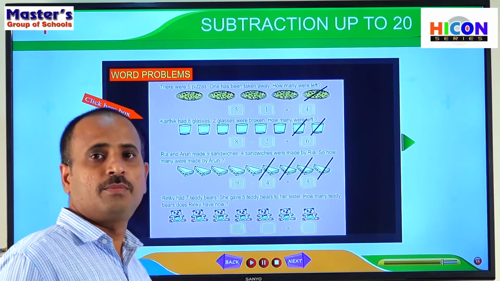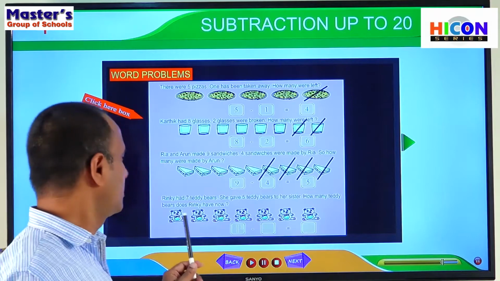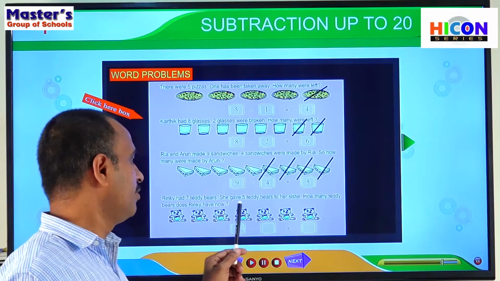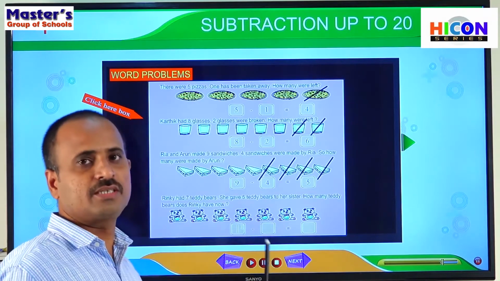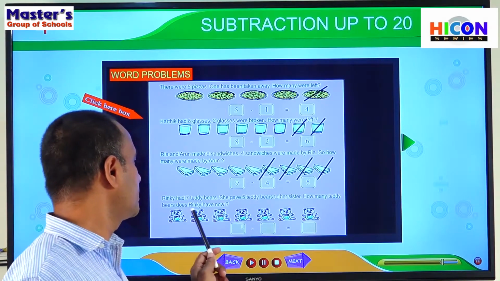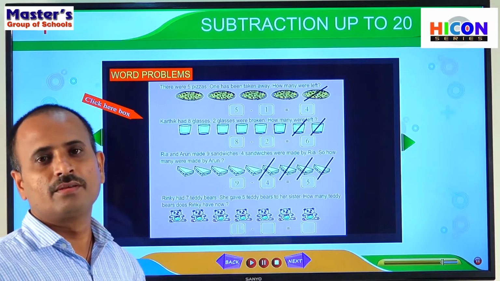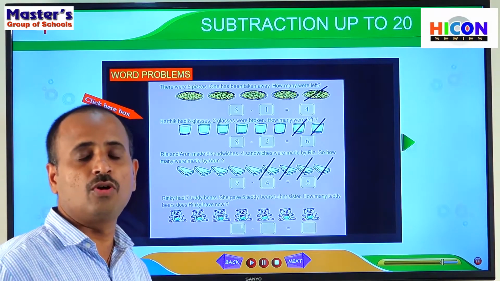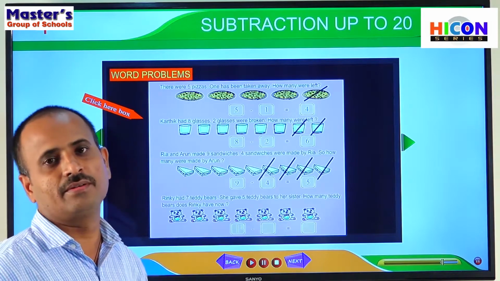So, see the fourth problem. The fourth problem is Rinki had 7 teddy bears. She gave 5 teddy bears to her sister. How many teddy bears does Rinki have now? The children, read the problem again. Rinki had 7 teddy bears. That means the total number of teddy bears is 7.